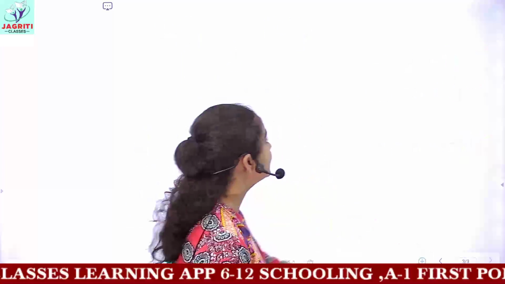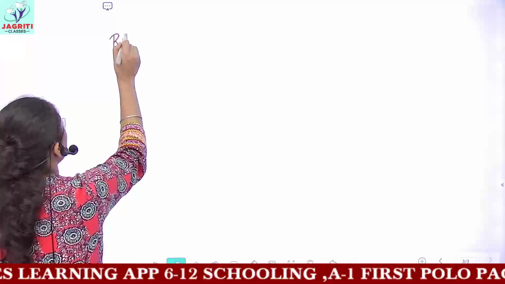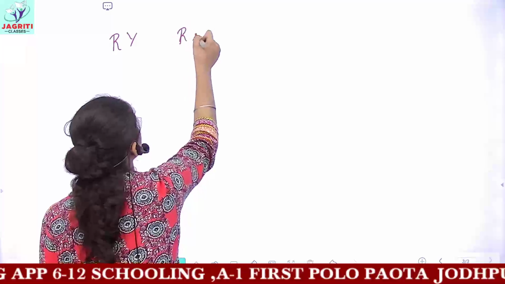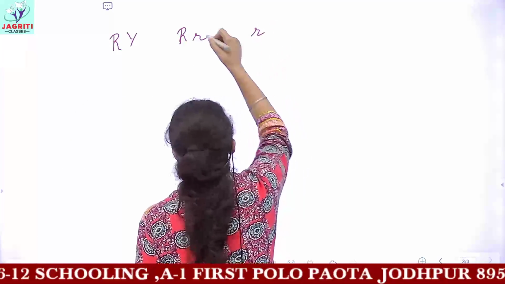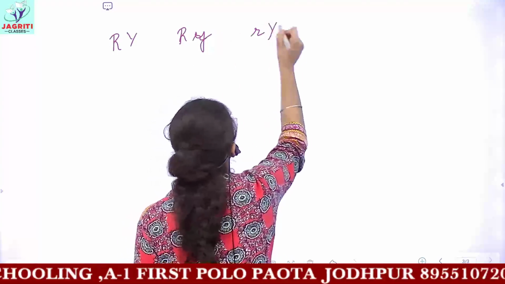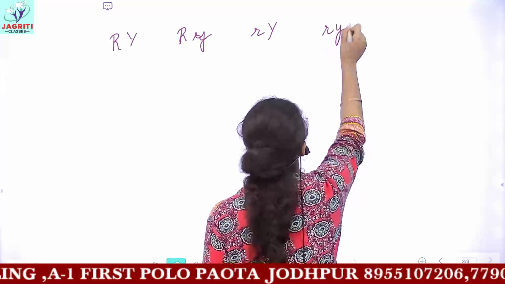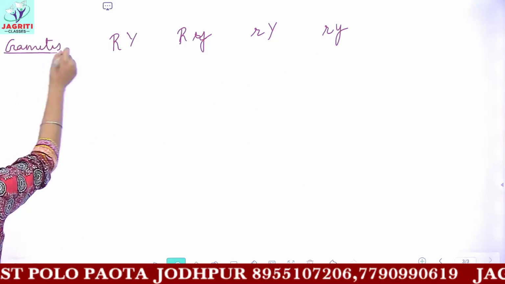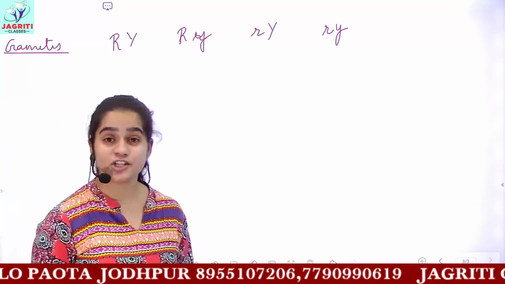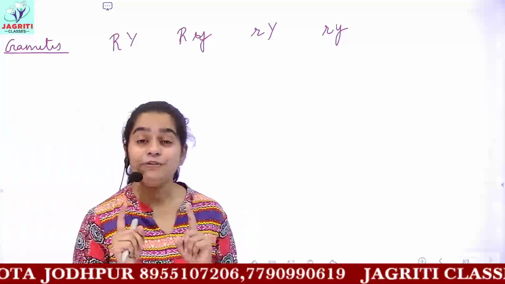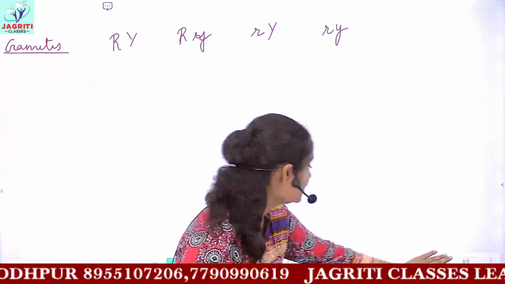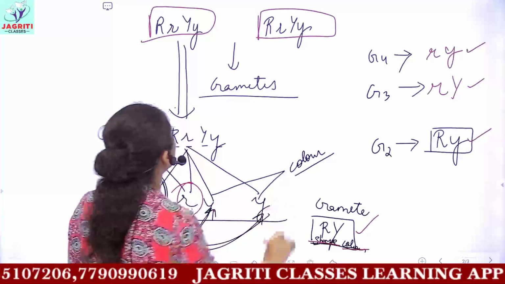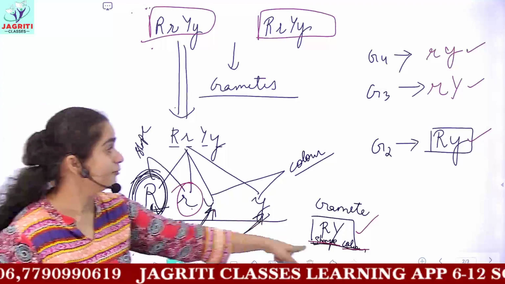So let's write down the gametes which we have. You have capital R, capital Y, then you have capital R with small y, then you have small r, capital Y, and small r, small y. So these are the gametes which are obtained from F1 generation. In a similar manner, you have taken two F1 generation. See here you have two F1 generation. So from the first you will have four gametes formed.